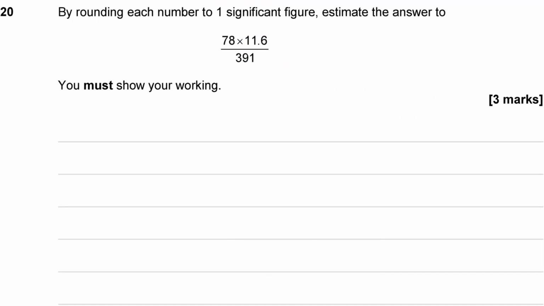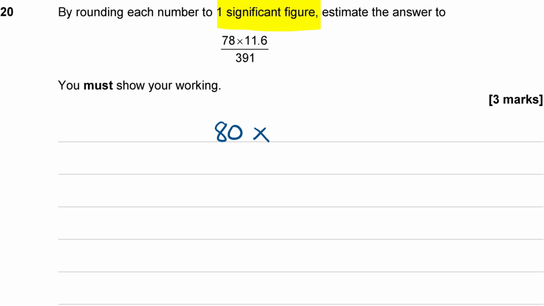Question 20. By rounding each number to one significant figure, estimate the answer to 78 times 11.6 divided by 391. You must show your workings. Okay, so rounding to one significant figure, the first significant figure is the first non-zero number of the number that you're looking at. So in 78, the first significant figure is the 7, which is in the tens column. So basically what you're being asked to do is round that number to the nearest 10. Okay, so 78 to the nearest 10 is going to be 80.